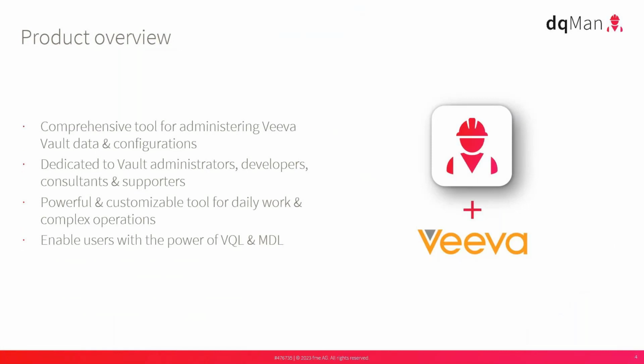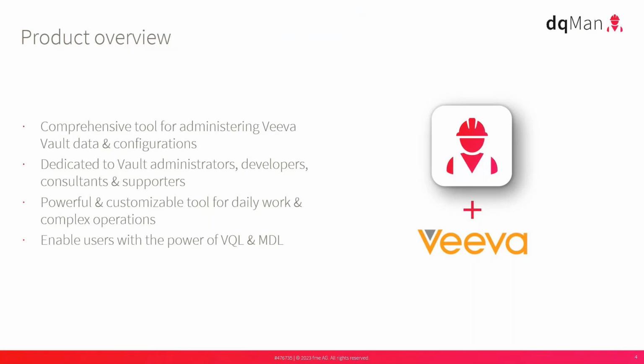Let's talk a bit about dqMan Veeva Vault Edition. Some of you may have heard about dqMan for Documentum, which has been on the market for more than 15 years. dqMan for Veeva was developed on the same platform. The idea of having dqMan for Veeva was born from a real need of our services team and our customers. We have another product called Migration Center that is used by our customers and our services team to migrate data from various sources to Veeva Vault.